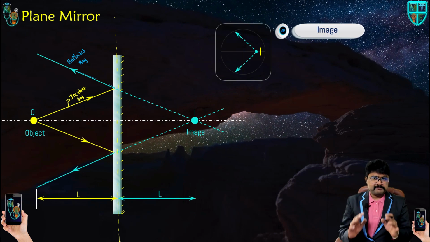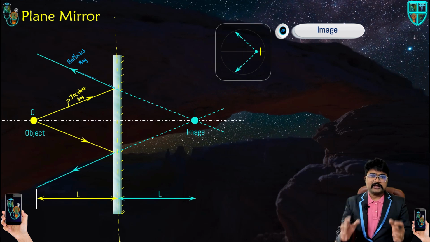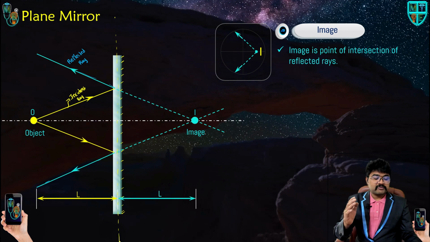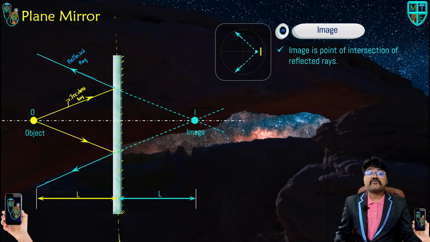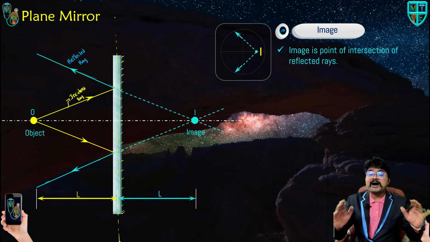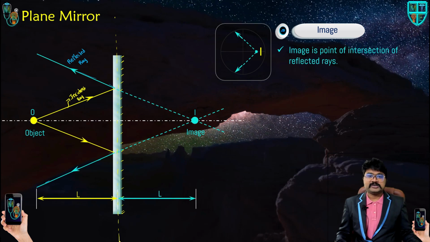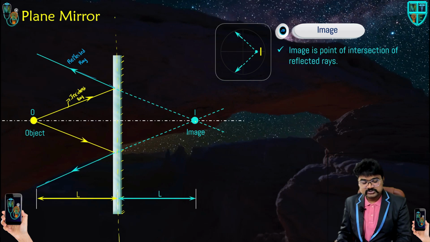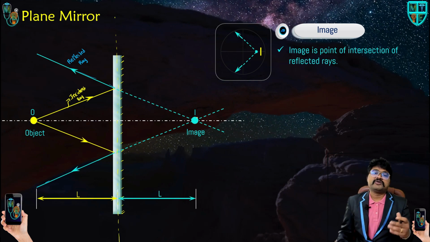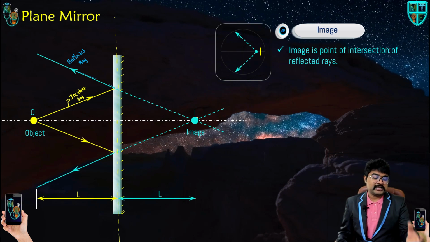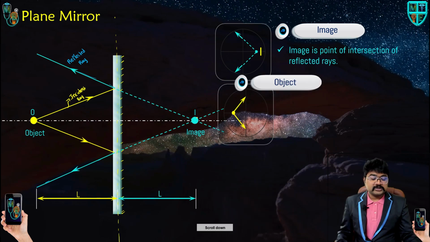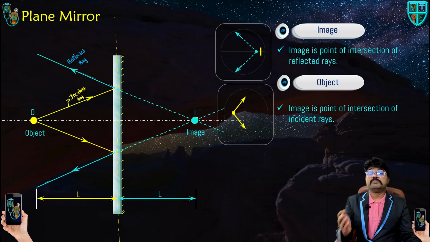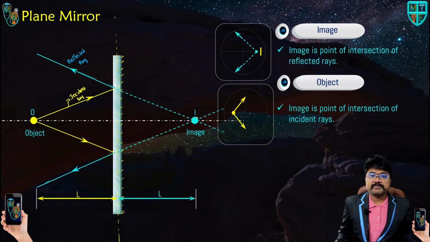For getting an image, we need to do it like this. We calculate the point of intersection of the reflected rays, which is marked as the image. So we extend the reflected rays, and the point of intersection of the reflected rays is nothing but the image. The point of intersection of the incident rays is marked as the object. These two are very, very important.